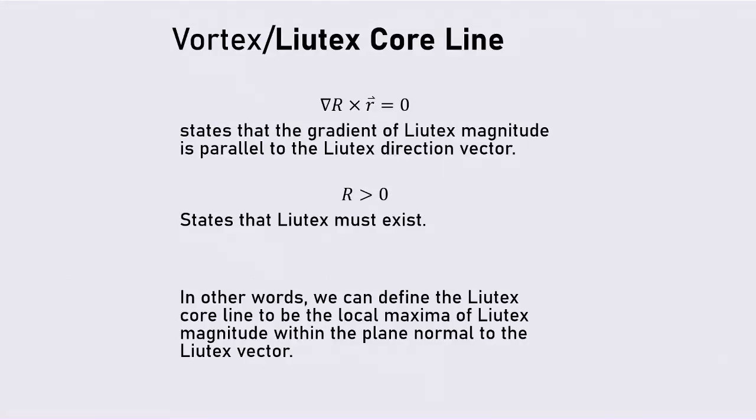These may be two simple rules, but in other words, we can also say that we can define the Liutex core line to be the local maxima of the Liutex magnitude within the plane normal to the Liutex vector. So if I'm pointing this way in my Liutex vector, the magnitude at the start of the vector should be max within the plane, the local plane, the local region. It should be a local max.